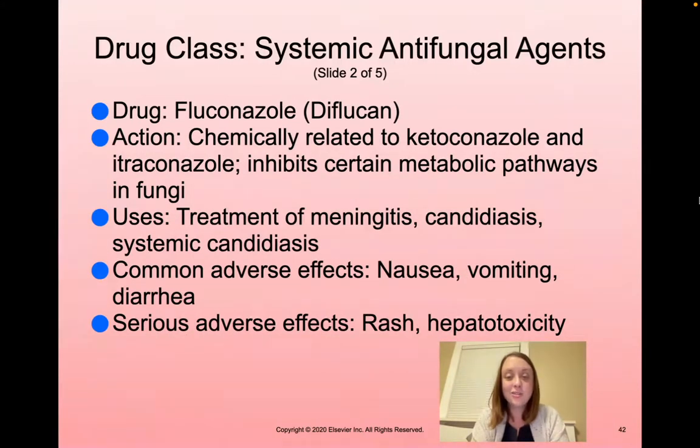Another systemic agent used for antifungal properties is fluconazole or Diflucan. This is chemically related to ketoconazole and itraconazole. It inhibits certain metabolic pathways in fungi, and that's how it works. So we use it to treat meningitis, candidiasis, and systemic candidiasis. Some common adverse effects include nausea, vomiting, diarrhea, and it can have some serious effects, including rash and hepatotoxicity.